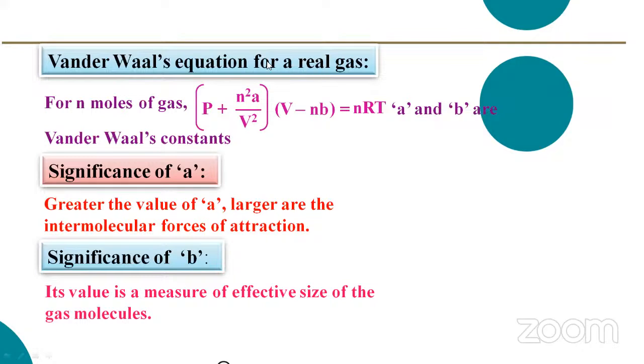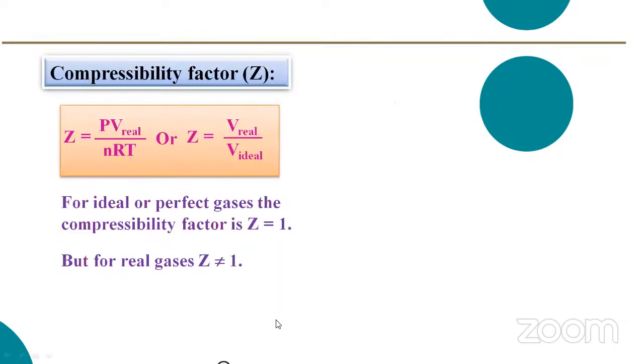So the van der Waals equation for real gas is nothing but P plus n square a by V square, times V minus nb, equals nRT. So your a and b are nothing but van der Waals constants. So what does a signify? a signifies that the greater the value of a, the larger are the intermolecular forces of attraction. And what does b signify? b signifies that its value is a measure of the effective size of gas molecules.